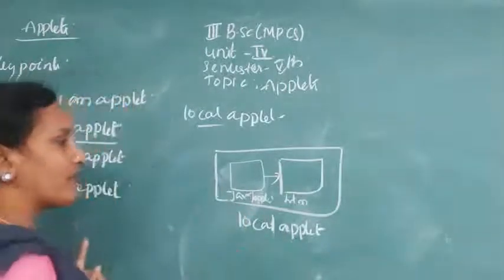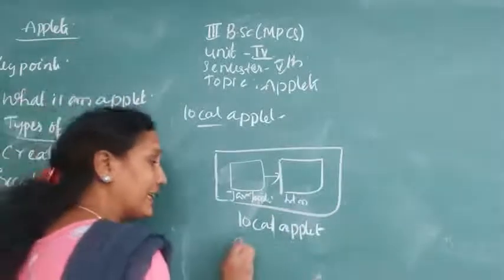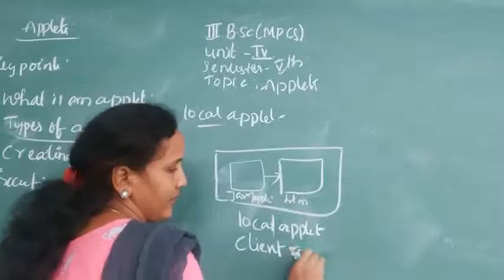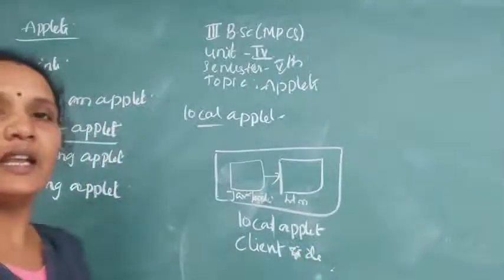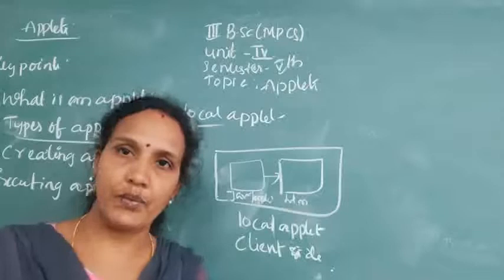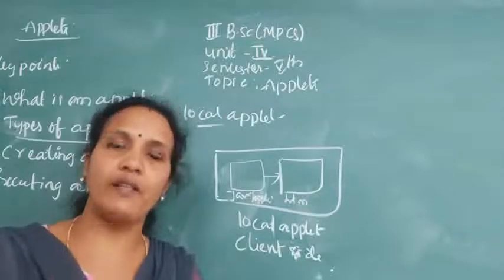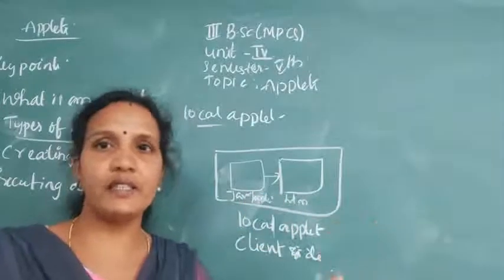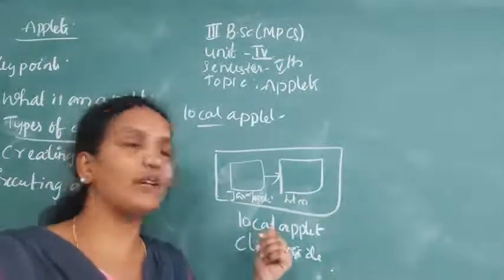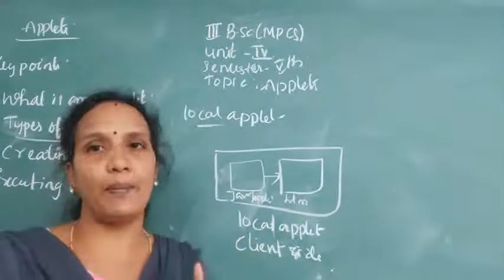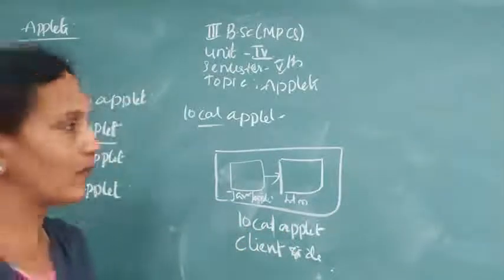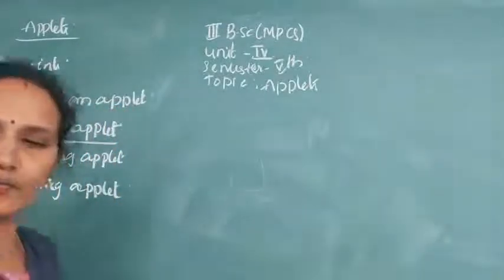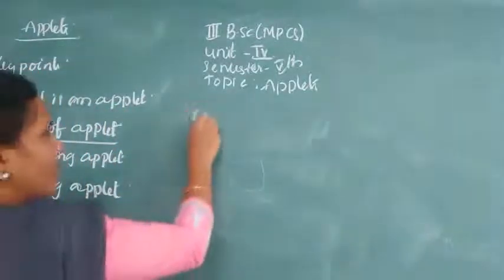And local applets are always executed on the client side only. We are the clients. In our system only, we will design the Java program, we will design the HTML program, and we will execute them in our system only. The two programs are not connected to the internet. Such programs are called local applets. Understood? Now, the next, the second one, is the remote applet.